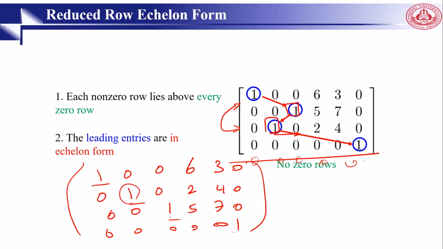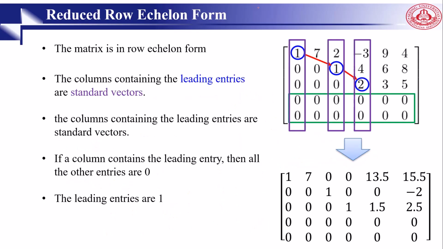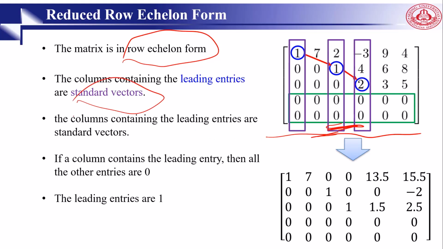The leading entry is the leftmost one. Here we have row echelon form, and also we have column echelon form. So this matrix is in row echelon form already. The columns containing the leading entries are standard vectors. So we want to transform into column echelon form. For this purpose, we need to take care of column number 2 and column number 3. The columns containing leading entries are standard, as you will see here. And if a column contains the leading entry, then all the others should be 0. So here we have to change this one to 0, and also this one to 0. The rest is okay, and the leading entry should be 1. Here we have a leading entry of 2, but it should be 1.